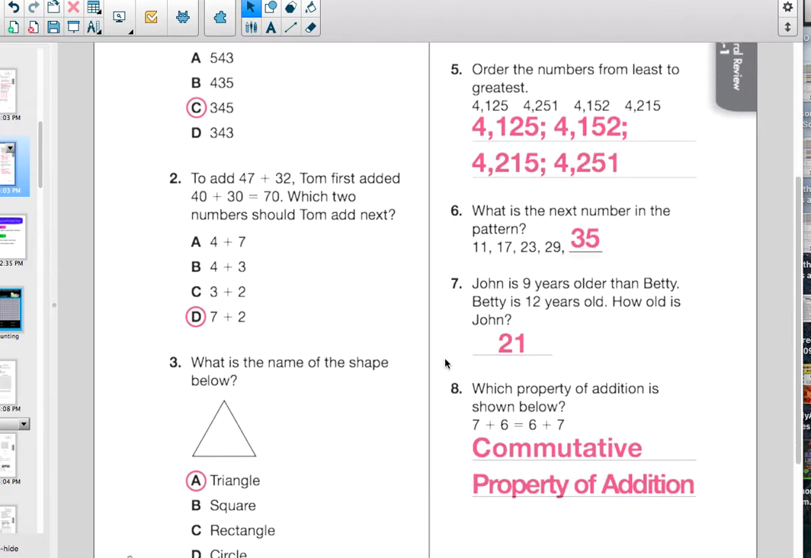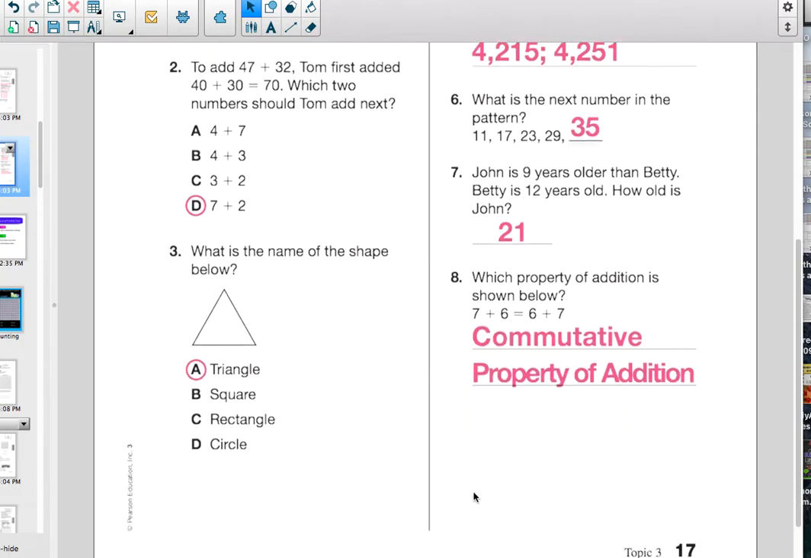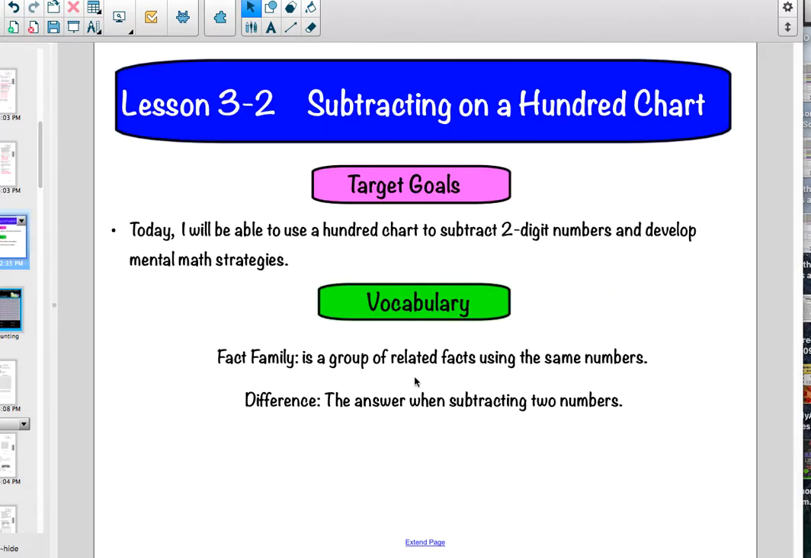Number 6 is 35. Number 7 is 21. And number 8 is commutative property. If you wrote the flip-flop method, I will accept it. All right, let's go ahead and look at your lesson.